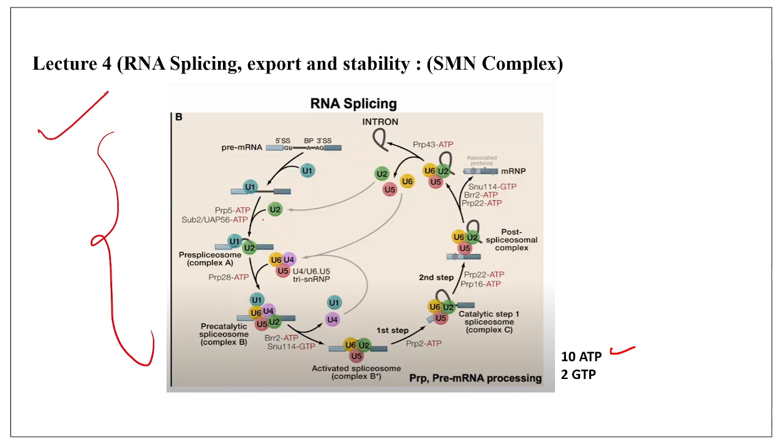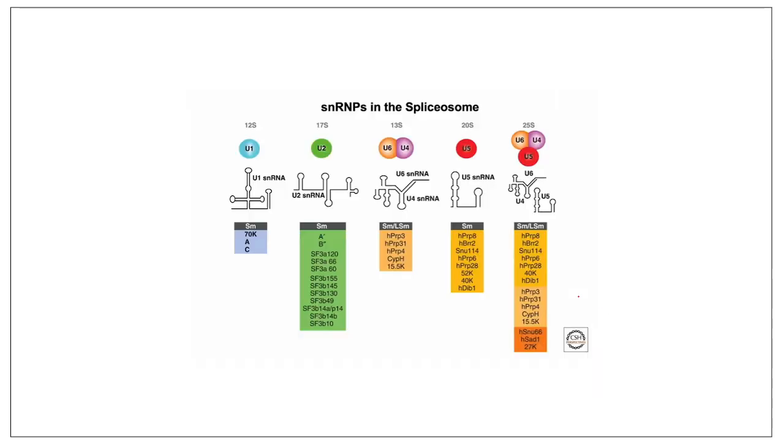So these 2 ATPs are used up. This is also used up. This ATP is released. This GTP is used up. So you can see over here that all the ATPs are used up. The whole RNA splicing process involves 10 ATP and 2 GTP. That is the gist of this particular slide, which is new. Then we come to snRNPs.